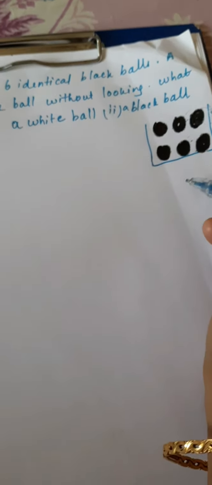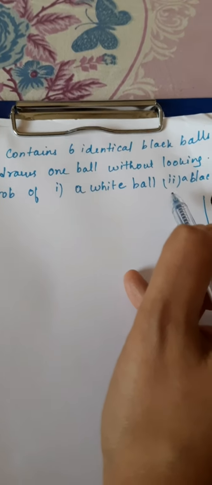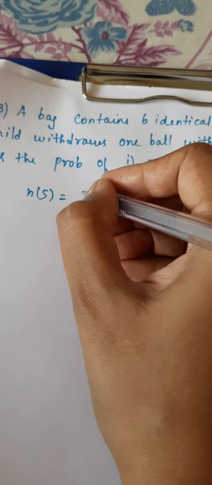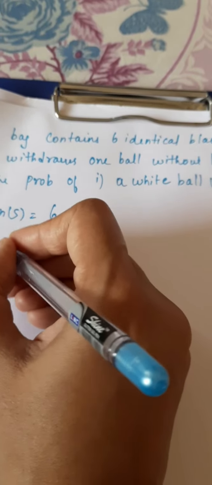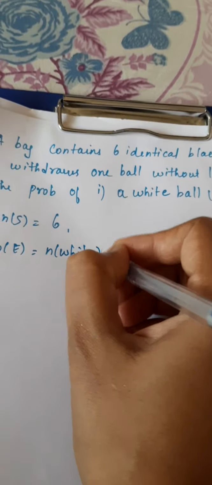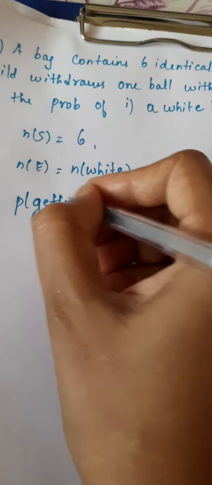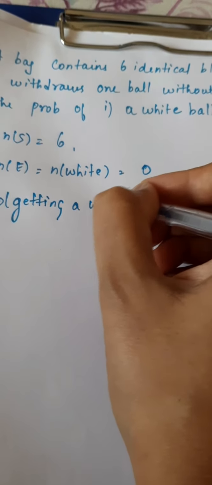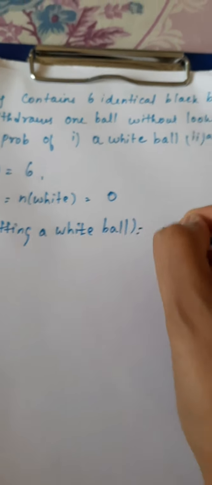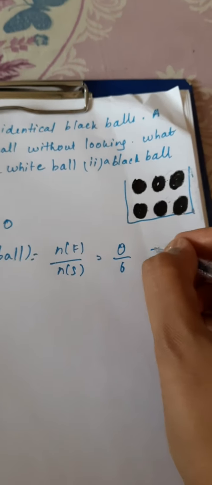Next, there are 6 identical black balls in a bag. Without looking, a child picks a ball and we need to find the probability of getting a white ball and of getting a black ball. There are actually no white balls in the sample space itself. So the total number of the sample space is 6 and the probability of getting a white ball is 0 because there are no white balls in the bag. So the probability of getting a white ball is 0 by 6. N of E by n of S is 0 by 6, which is 0.